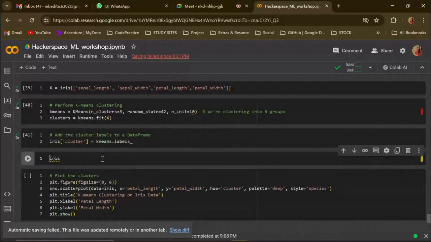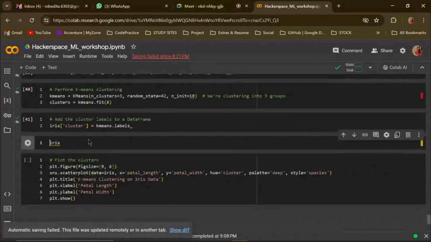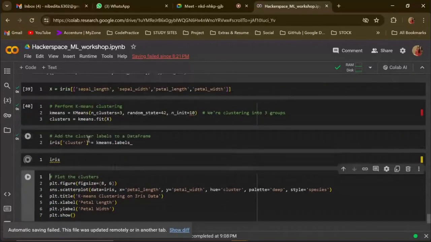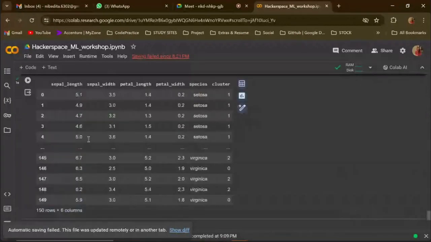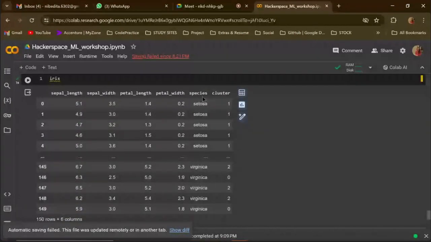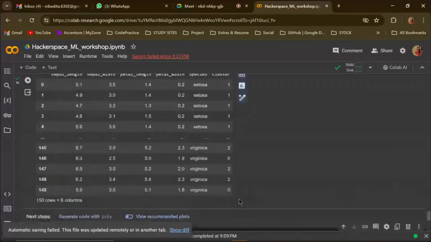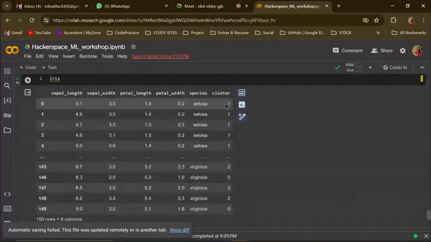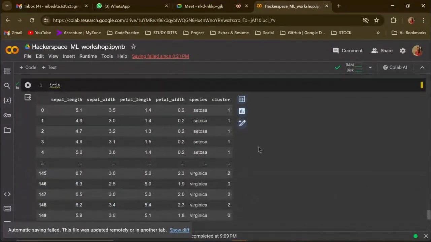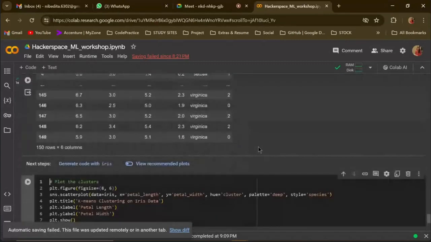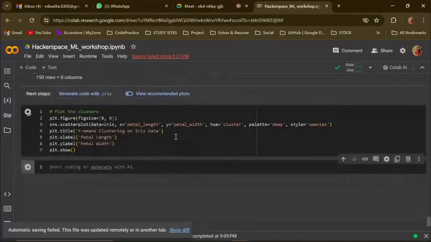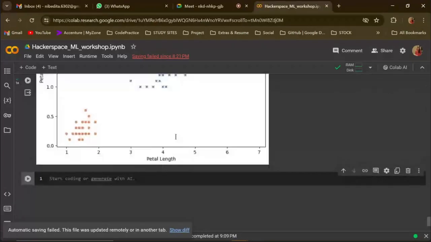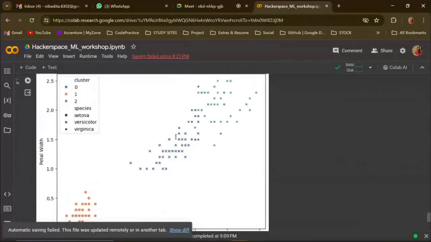Okay, so we have done the training, and let's see. Here we see that the species have been given cluster values. The cluster values are numeric: 1, 2, 0. To understand which cluster means which species, we need to plot the data. Okay, let's plot it. So we get the plotting.